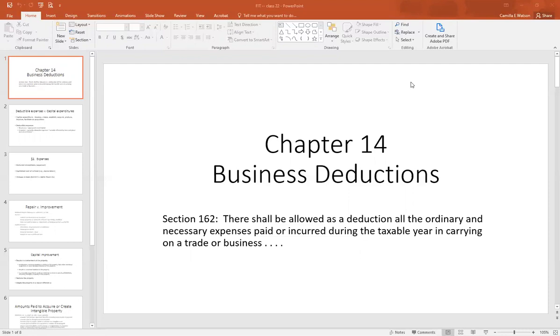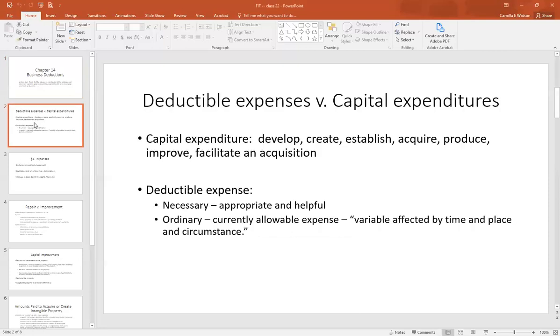The commissioner disallowed that deduction, saying that these were not ordinary and necessary business expenses, but instead they were in the nature of capital expenditures as an outlay for the development of reputation and goodwill. Now, this is something important that we'll be discussing throughout this chapter, and that is the distinction between currently deductible ordinary and necessary expenses and capital expenditures that are not currently deductible.